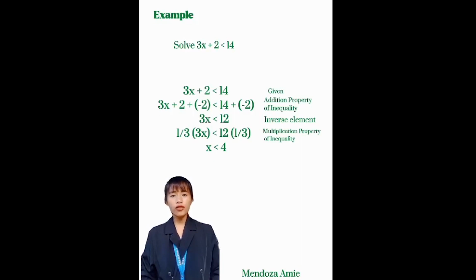Example: solve 3x plus 2 less than 14. Given 3x plus 2 less than 14. Next, 3x plus 2 plus negative 2 less than 14 plus negative 2. Next, 3x less than 12. Then 1 over 3 times 3x less than 12 times 1 over 3, so x is less than 4.